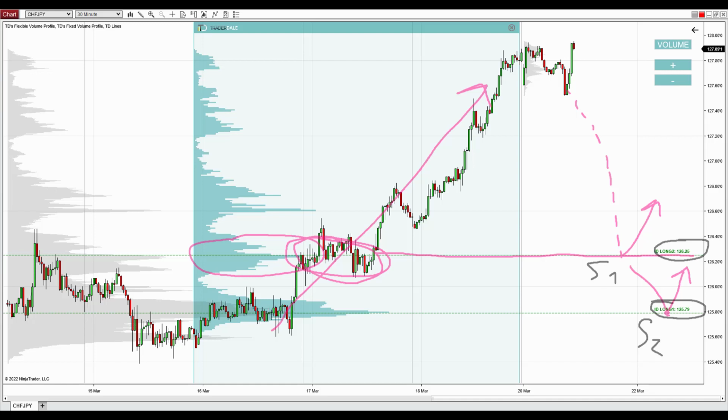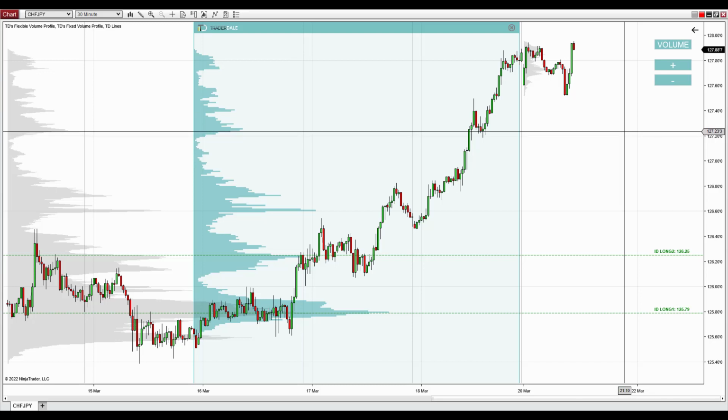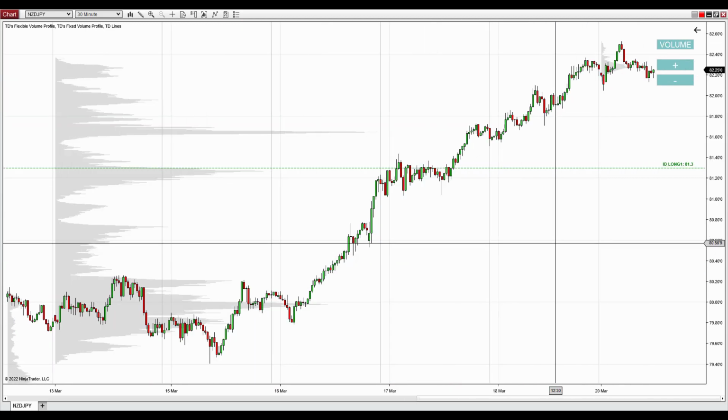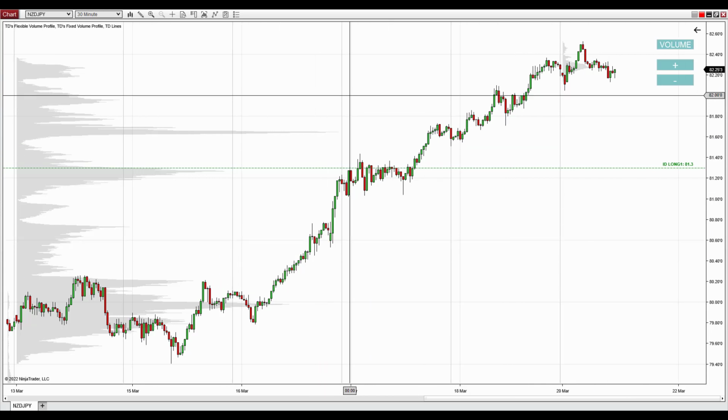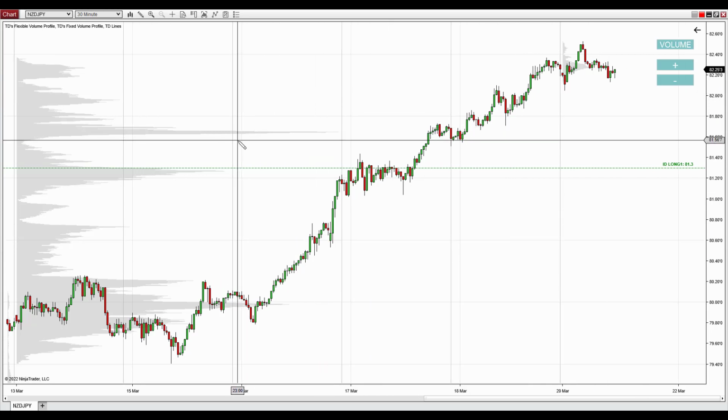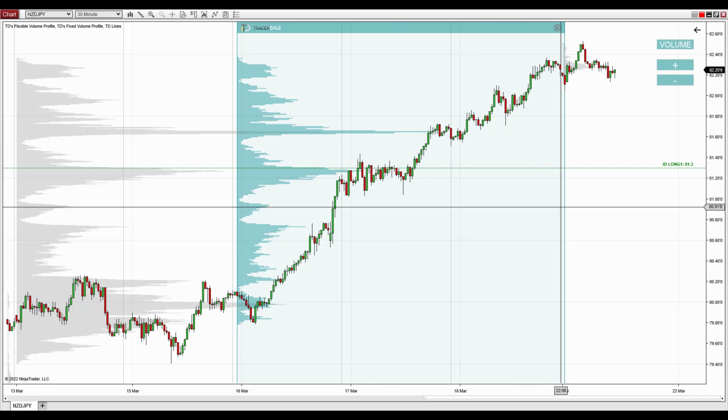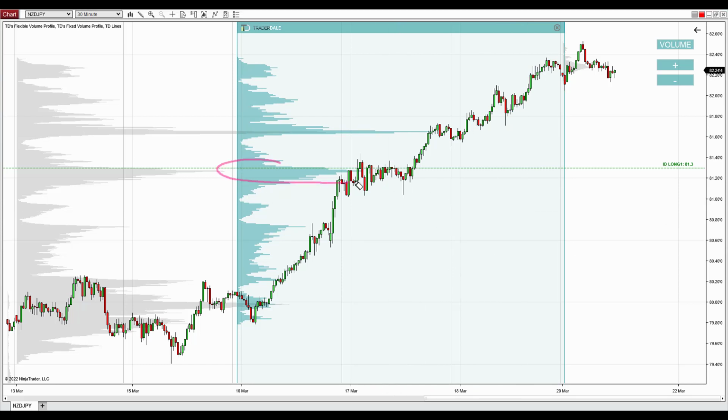Let's now move on and let's have a look at another trading idea, and this one will be on the New Zealand dollar Japanese yen. So what I have in here is a trend setup. So let me draw the volume profile over the trend area. And what caught my eye in here were those volumes.